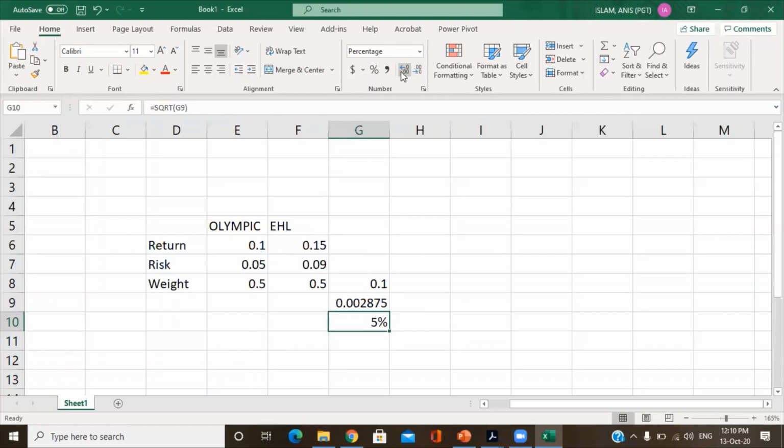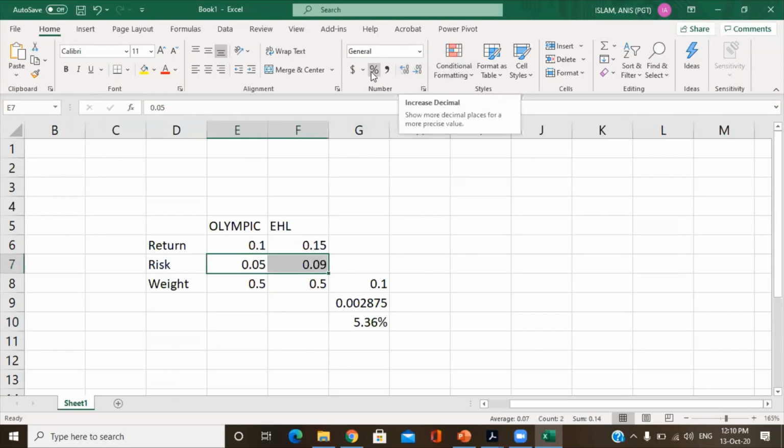5.36%. Okay. What was the individual risk? 5% and 9%. Okay.